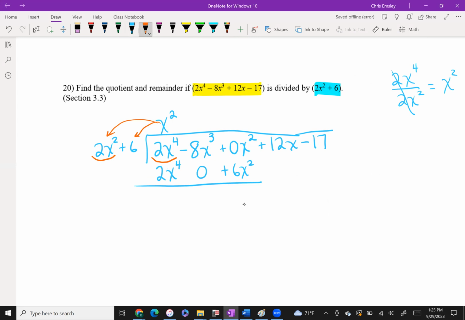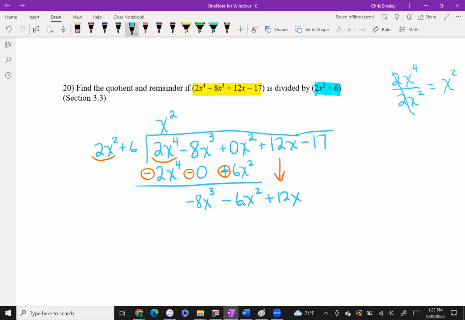Next, we have to subtract. We subtract each term, and that means changing our signs, okay? 2x to the 4th minus 2x to the 4th is 0. We made it that way. Negative 8x cubed minus 0 is still negative 8x cubed. 0x squared minus 6x squared is negative 6x squared. And then we drop down that next term, and we have our plus 12x. That was kind of one round. Now we're going to do it again.